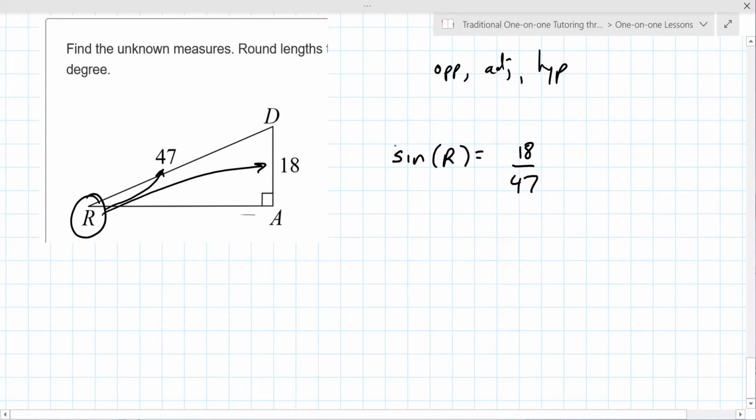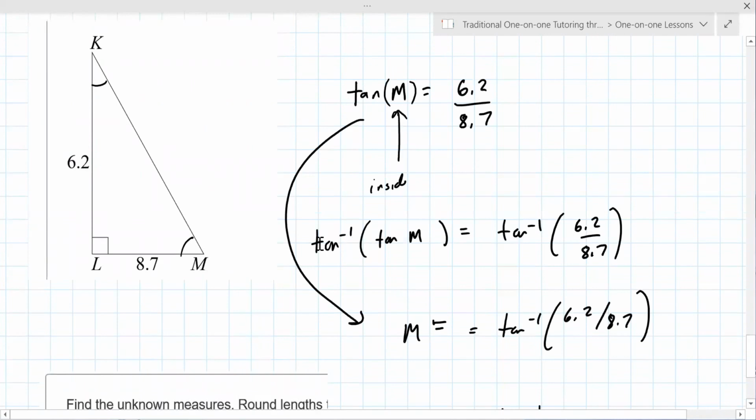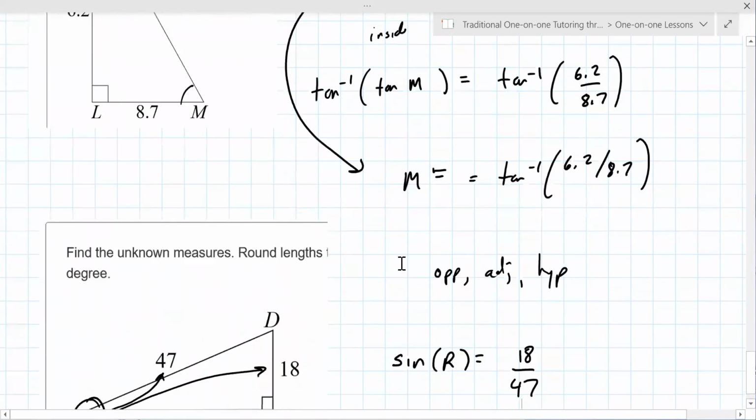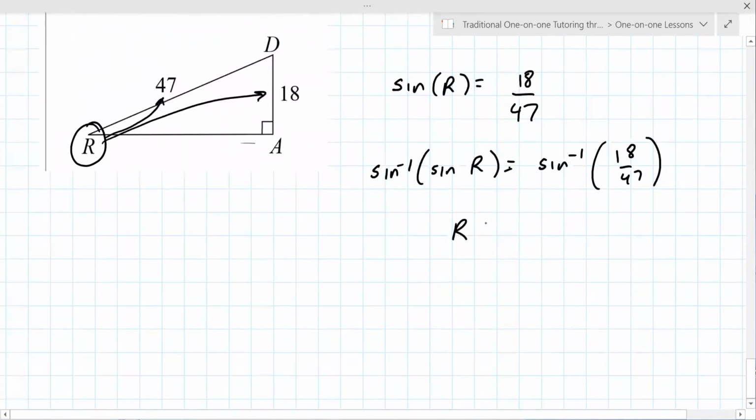How do you undo sine? Just like we did in the previous problem. How do you undo tangent? Inverse. So you take the sine inverse of the sine of R, and you do this on both sides of the equation. So it just becomes R, sine inverse 18 over 47. Do you follow that? Yeah. You don't have to write this middle step, but you need to know what's happening.